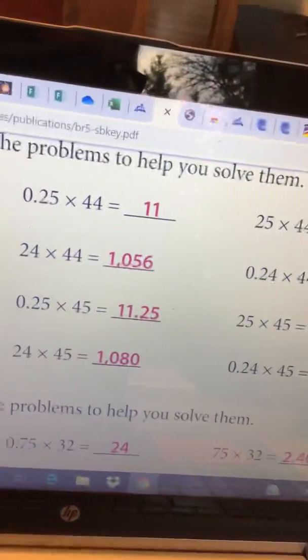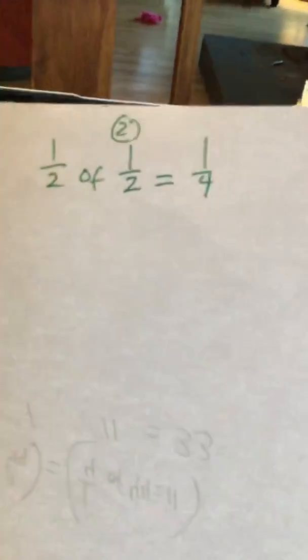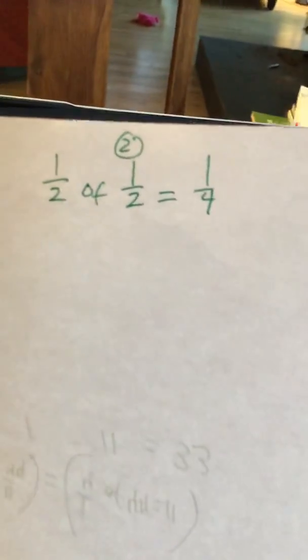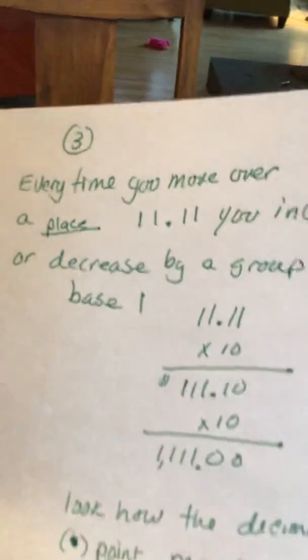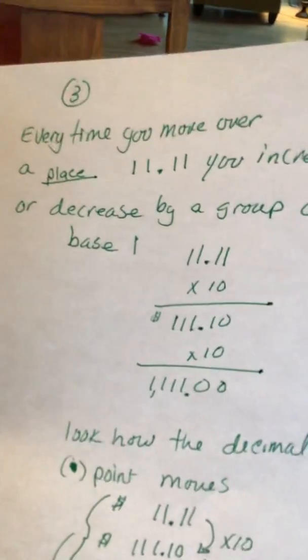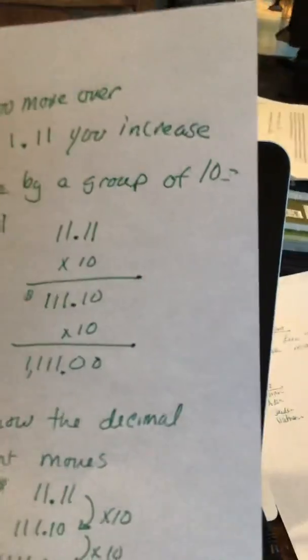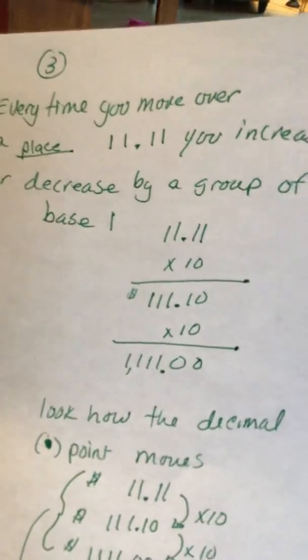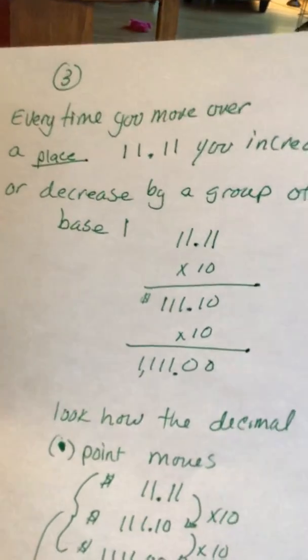First, let's see. Do you guys know that 1/4 is also equal to 0.25? Say it to yourself. You also know that 1/2 of 1/2 equals 1/4. Repeat that to yourself. Okay? You also know that every time you move over a place, you increase or decrease by a group of 10 because we are in base 10. That should be a 10, not 1.